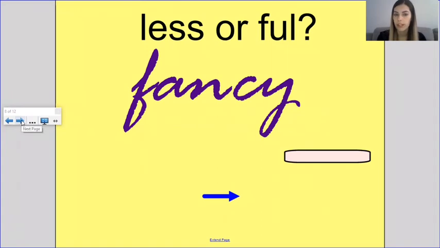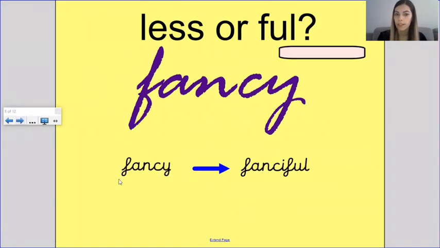Okay, if you're ready, let's have a look. Fancy to fanciful, and that makes sense, doesn't it? I've replaced my Y with an I. Now, if you're not sure what fanciful means, it means over-imaginative or unrealistic. So I know that fanciful is a real word. Sometimes we just need to check. Let's have a look at one more.